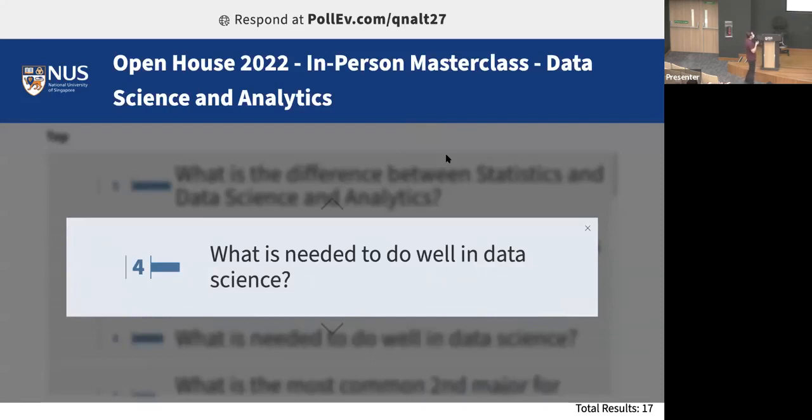What is needed to do well in data science? As with any other subject, there's a prerequisite, in this instance, H2 math. So I would suggest that you come in with quite a good grade for H2 math, but also I think passion and logical thinking as well, whether it's data science or statistics. A lot of it is data analysis, and that means trying to understand the context within which the data arises, and then going through logical thinking to find out the best way to approach these data sets to find value in them.